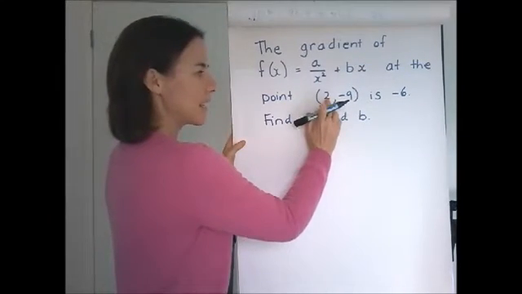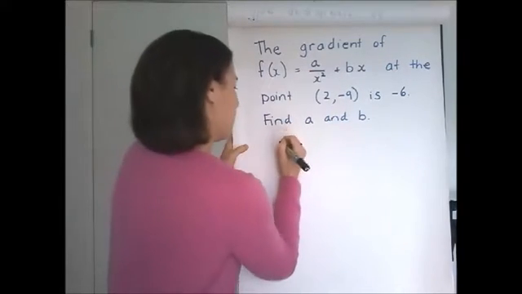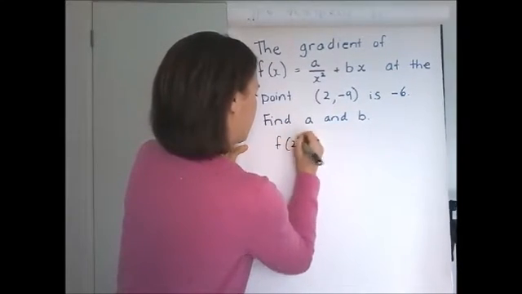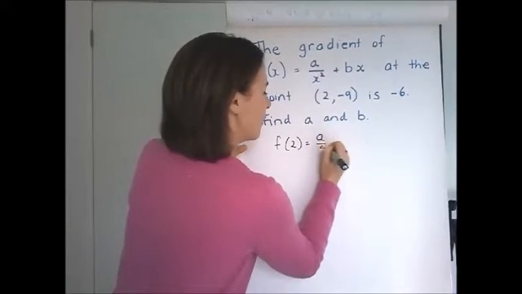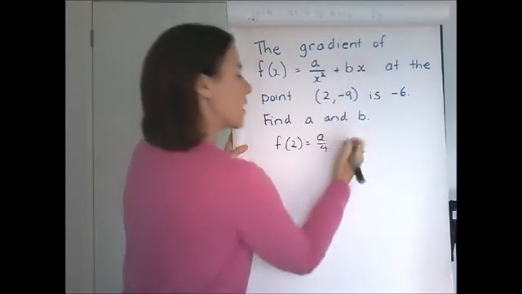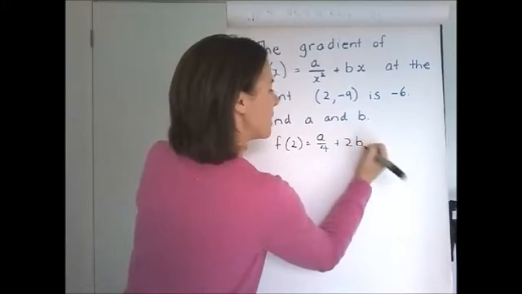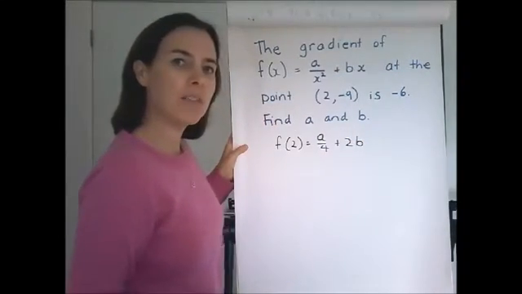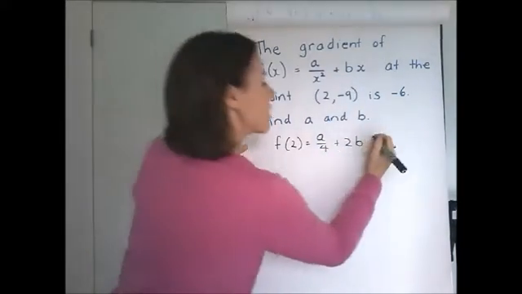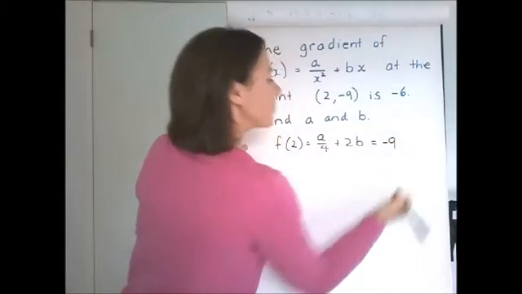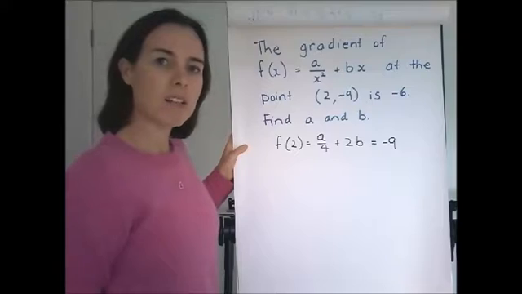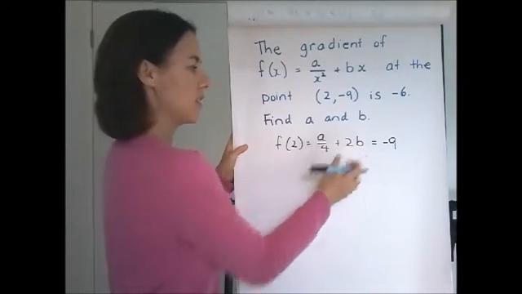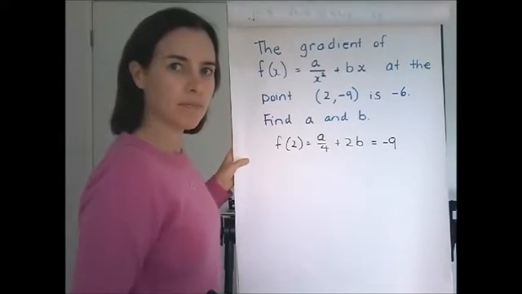Sub in x equals 2 into the equation. A over 2 squared is A over 4. B times 2 is 2b. That would give us the y value, but we know what it is. It's -9. So that's an equation we will need to come back to. We can't solve it because there are two unknowns in it, not just one.